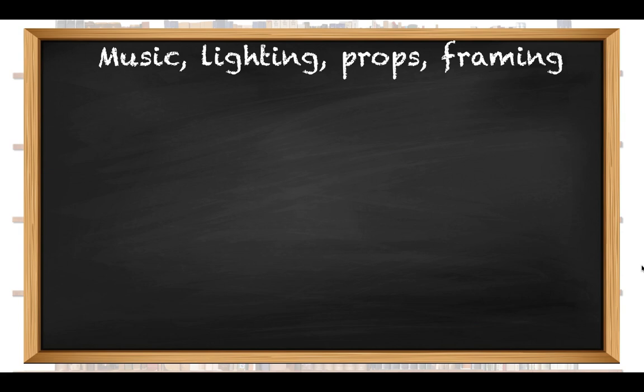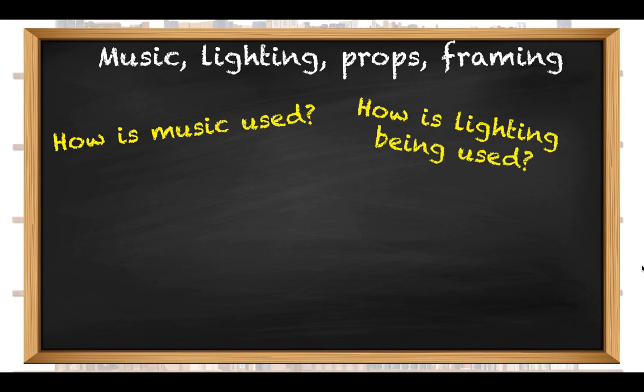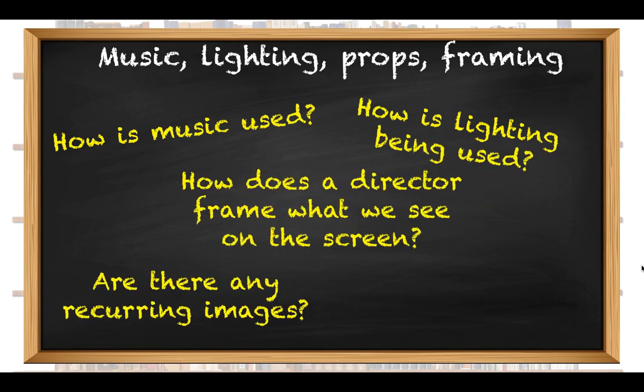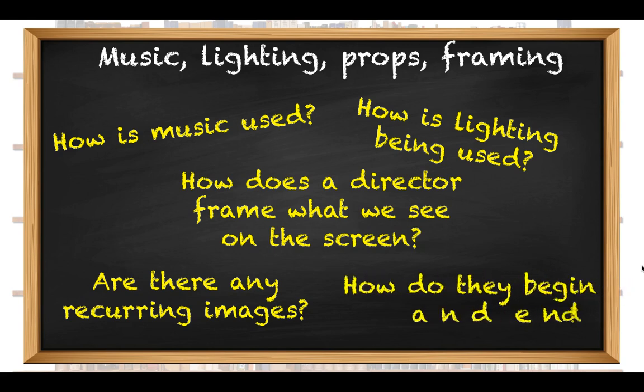Music, lighting, props, and framing. These are obviously for the film and drama texts. Remember, the play texts on your comparative study are written to be performed, not just read, so be aware of how the play is supposed to look on the stage. How is music used? How is lighting used? How does a director frame their shots? Are there any recurring motifs or ideas in the play or film? How do they begin? How do they end?